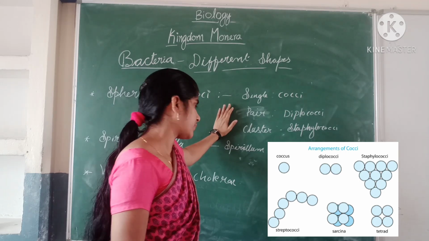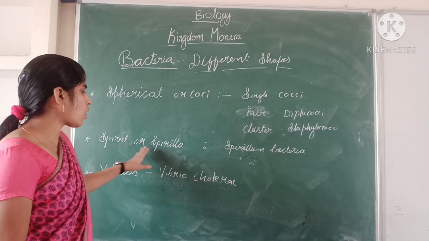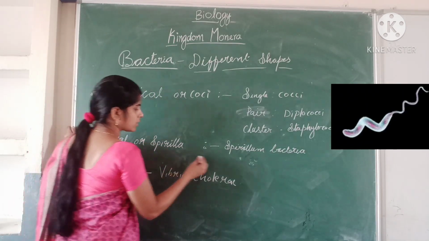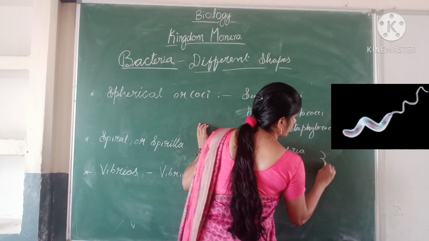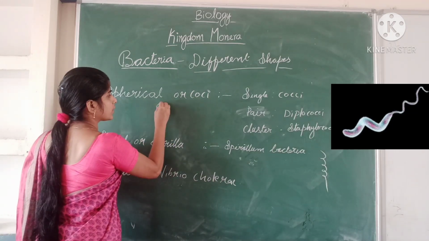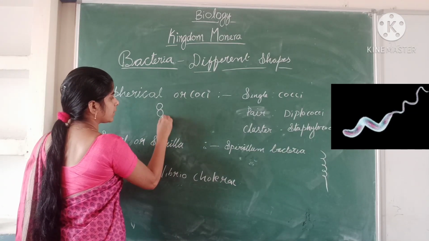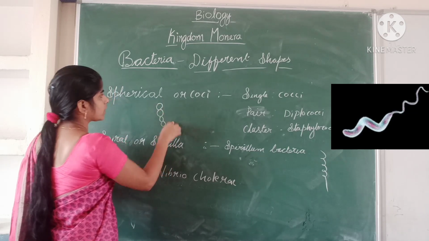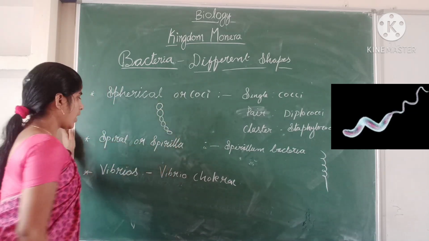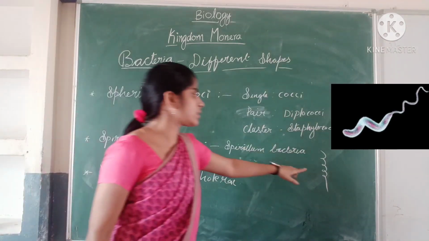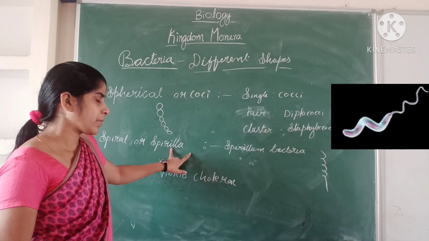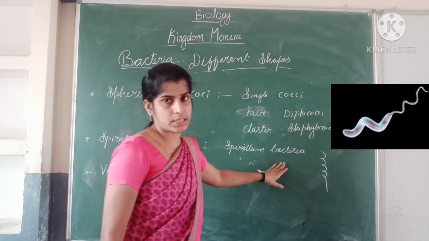And the next one is spiral or spirillum. That means the structure has a spiral shape. And with the spherical ones, this is a single cell, this is a pair, and they make a chain or just form a cluster. And the spiral or spirilla are the spiral-shaped bacteria.